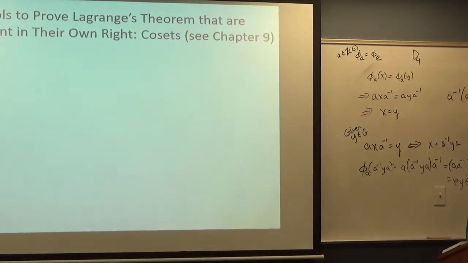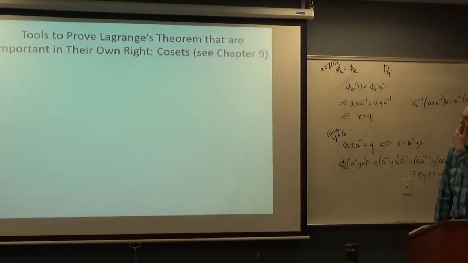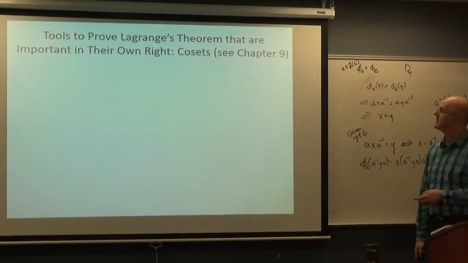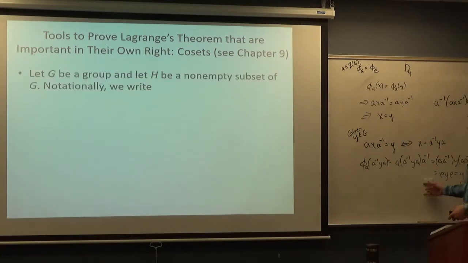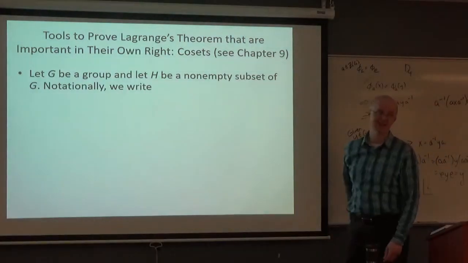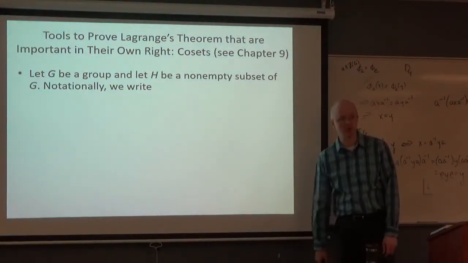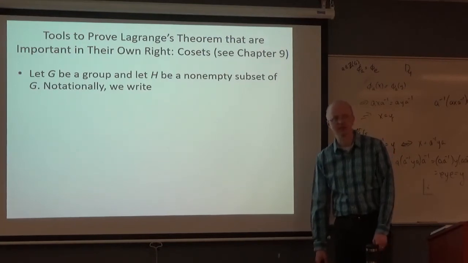All right, now we're on to cosets. What are cosets? You've read about these things. You can think of them as tools to prove Lagrange's theorem, and they certainly do, but they end up being important in their own right. See chapter 9. Let G be a group and let H be a non-empty subset of G, not necessarily a subgroup initially, though we will be mostly concerned with situations where H is a subgroup.